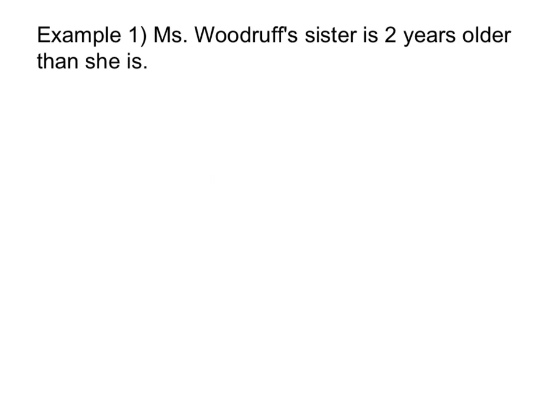First example, Miss Woodruff's sister is 2 years older than she is. So here, there's not just one variable. There's two. There's my age, and there's my sister's age. Those both change, or they both vary. So we really have two variables.